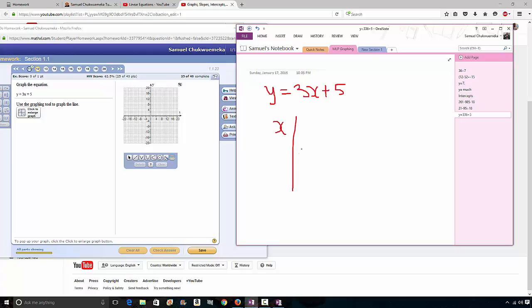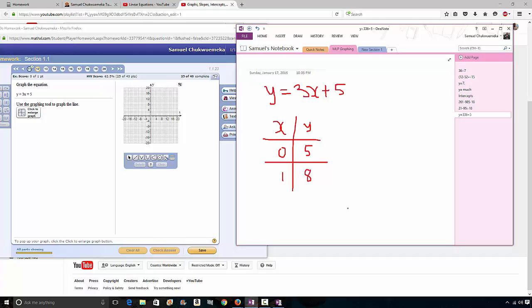So I'll just have x and y. When x is 0, what is y? And then when x is 1, what is y? And that should work perfectly. Trust me. So when x is 0, 3 times 0 is 0. 0 plus 5 is 5. When x is 1, 3 times 1, 3, plus 5, 8.